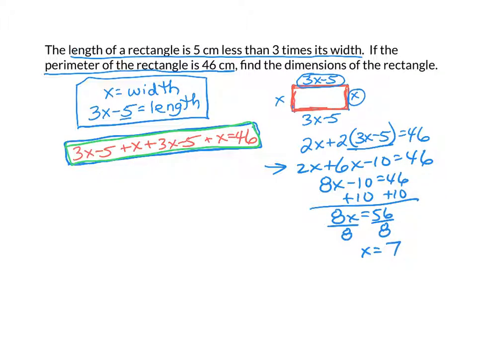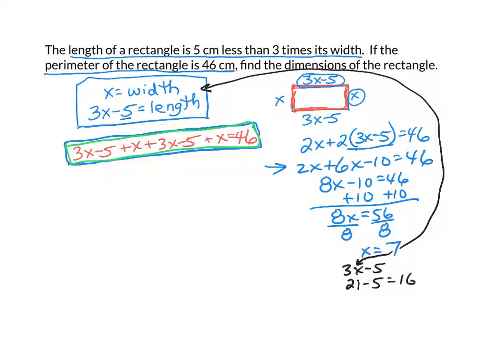Remember, I have to go back to that labeling part. I know that x is equal to 7, which means the width is equal to 7, and now I also have to figure out the length. The length is 3x minus 5. So I'm going to put 7 back in for that x. 3 times 7 is 21. 21 minus 5 does give me 16. So my width in this particular case was 7. My length is 16.